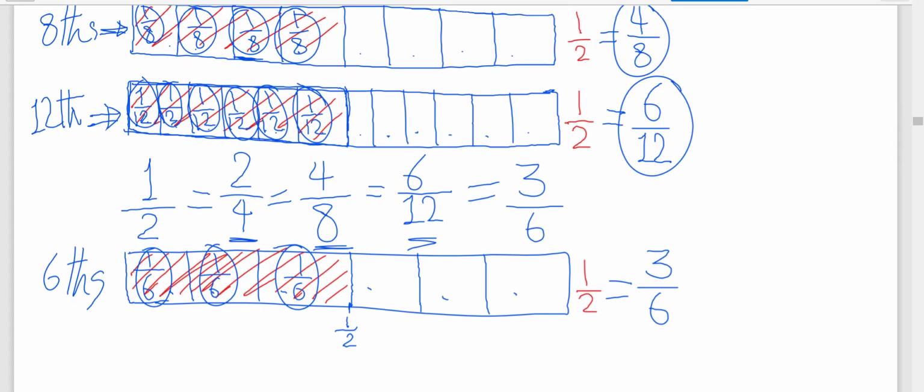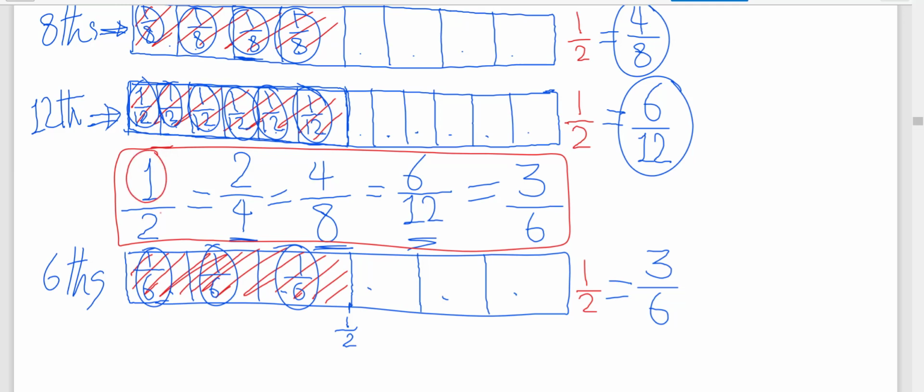Okay. From this pattern, what do you note? We note that the numerator is half the denominator. 2 is half 4 and 1 is half 2. 4 is half 8. 6 is half 12. 3 is half 6. Or the denominator is double the numerator.